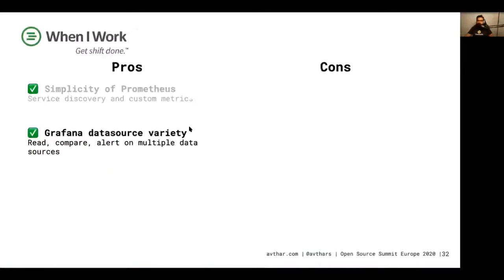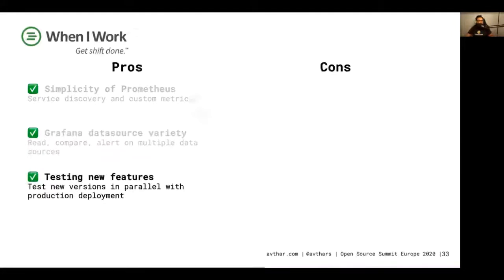So that's the second benefit, the variety of data sources in Grafana. The third major benefit is allowing them to test new versions of their software in parallel with the production deployment, test new versions of the observability software and versions of the new tools that are coming out. So for example, there was a new connector between Prometheus and Timescale DB. And so now they can actually test this in production in parallel with the old connector. So you can actually see what performance improvements you're getting.